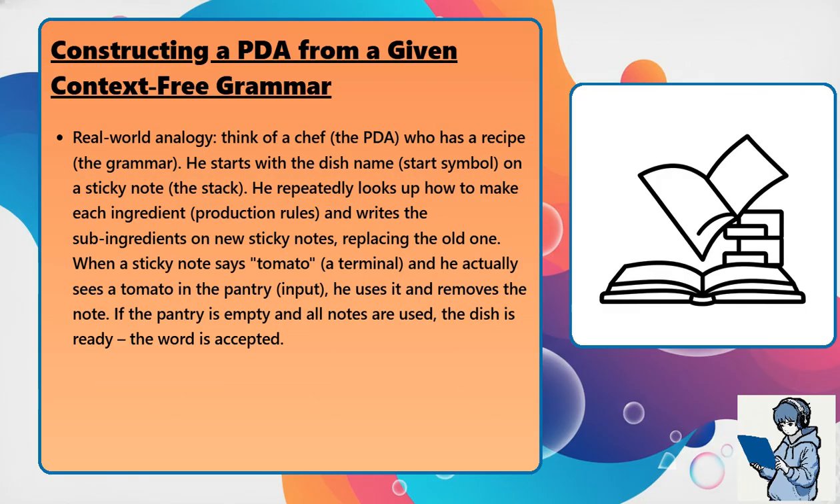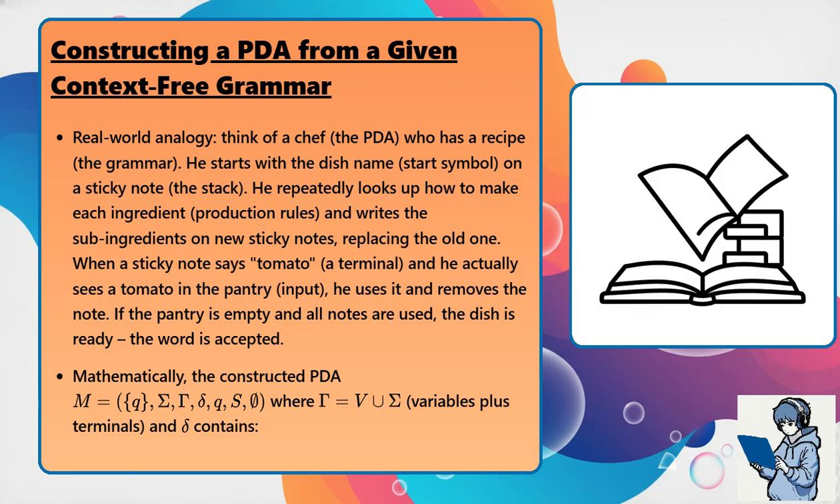Real-world analogy. Think of a chef, the PDA, who has a recipe, the grammar. He starts with the dish name, the start symbol, on a sticky note, the stack. He repeatedly looks up how to make each ingredient, the production rules, and writes the sub-ingredients on new sticky notes, replacing the old one. When a sticky note says tomato, a terminal, and he actually sees a tomato in the pantry, the input, he uses it and removes the note. If the pantry is empty and all notes are used, the dish is ready, the word is accepted.